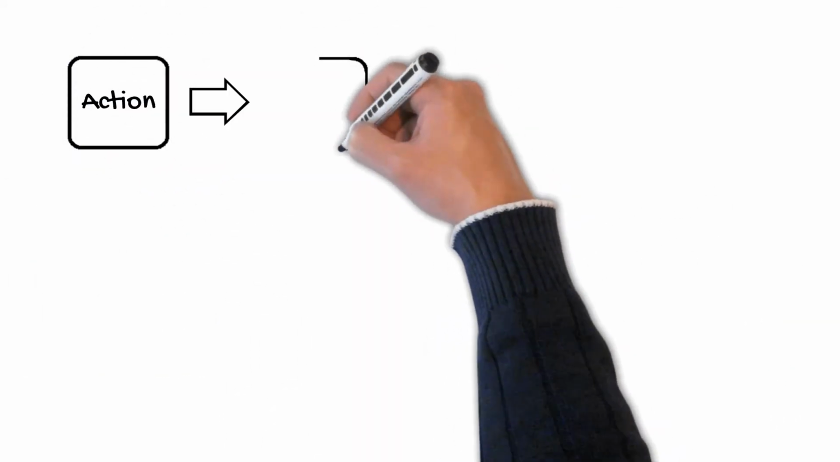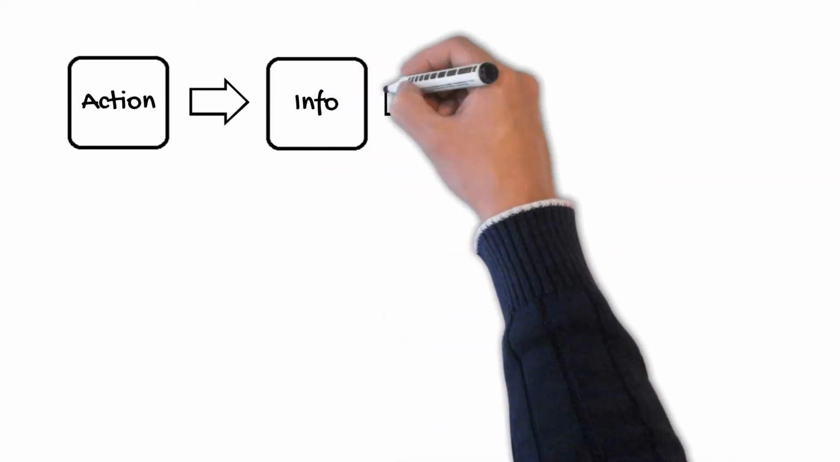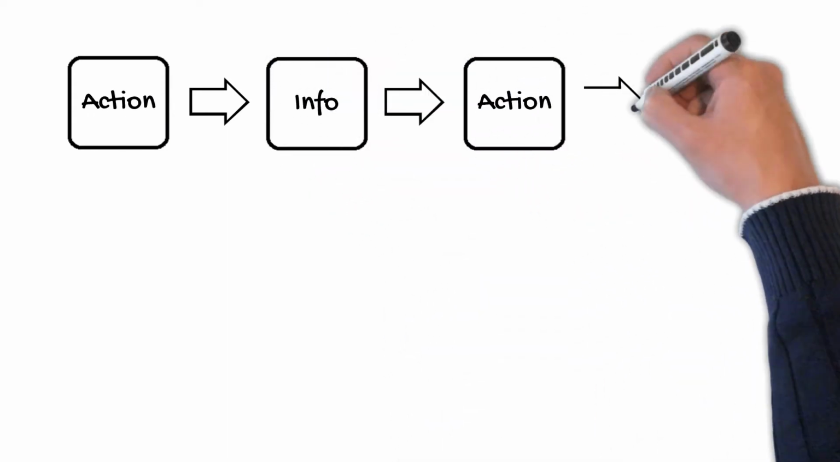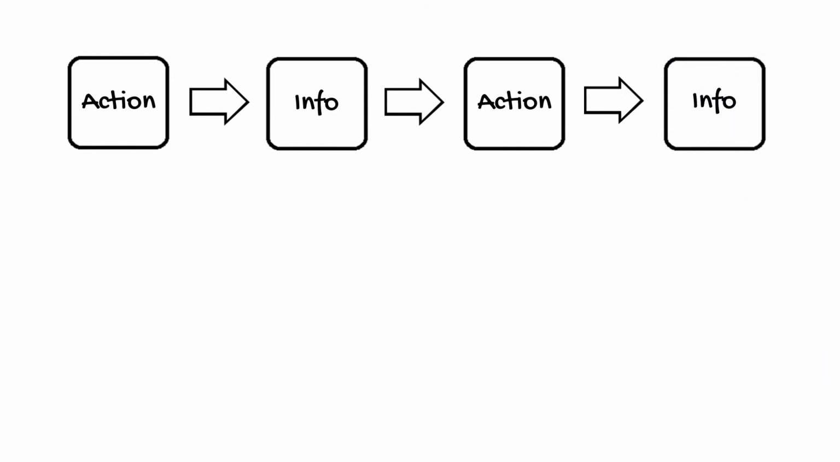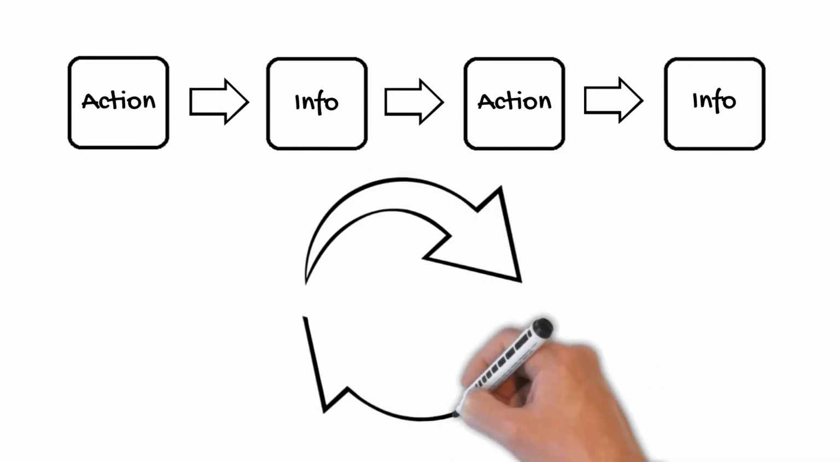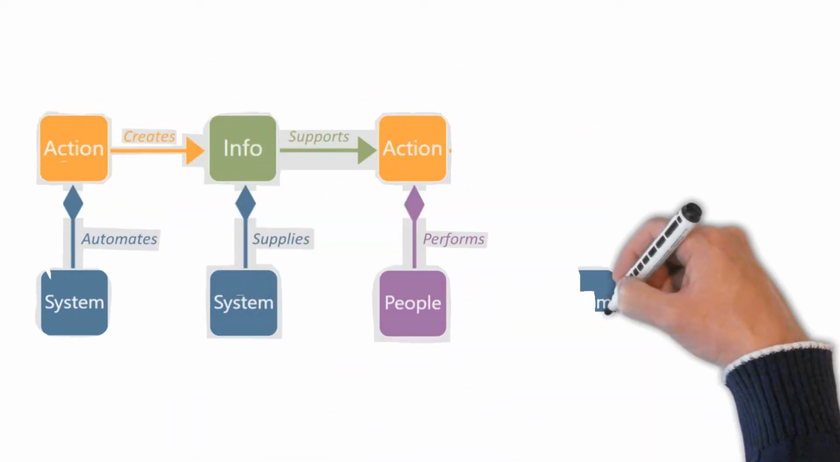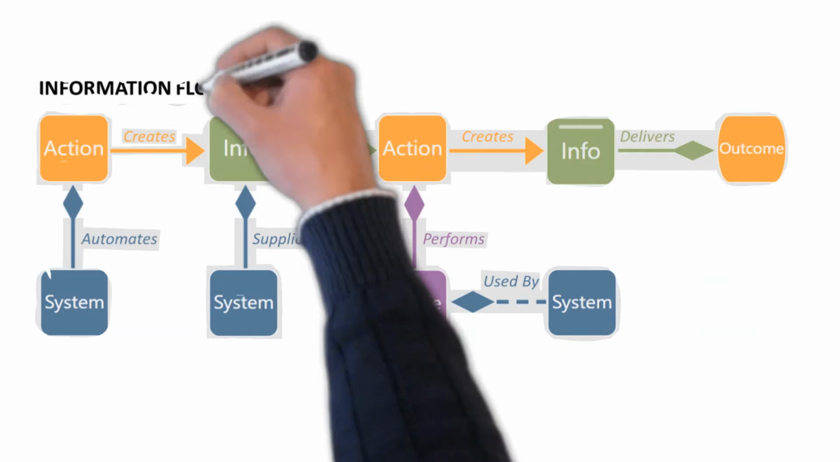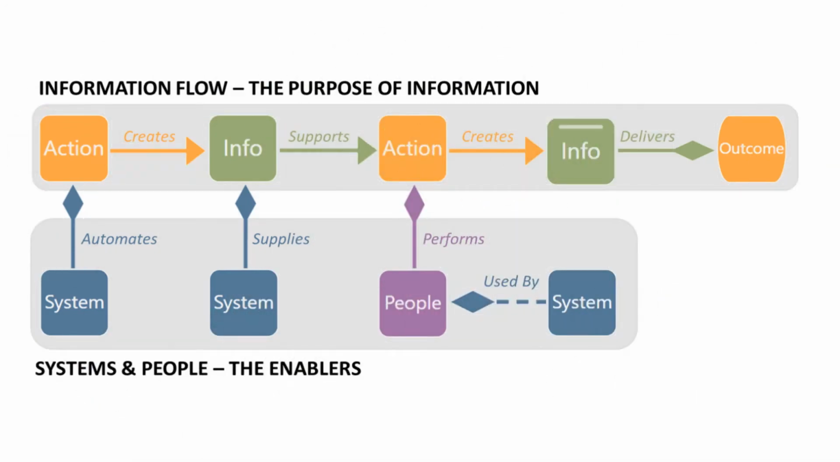At the heart of this model is the notion that an action creates information, which supports a subsequent action, which creates more information, action, information, action, information. You get the idea. This is the information supply chain that connects sources of data to the information outputs that ultimately deliver business outcomes.